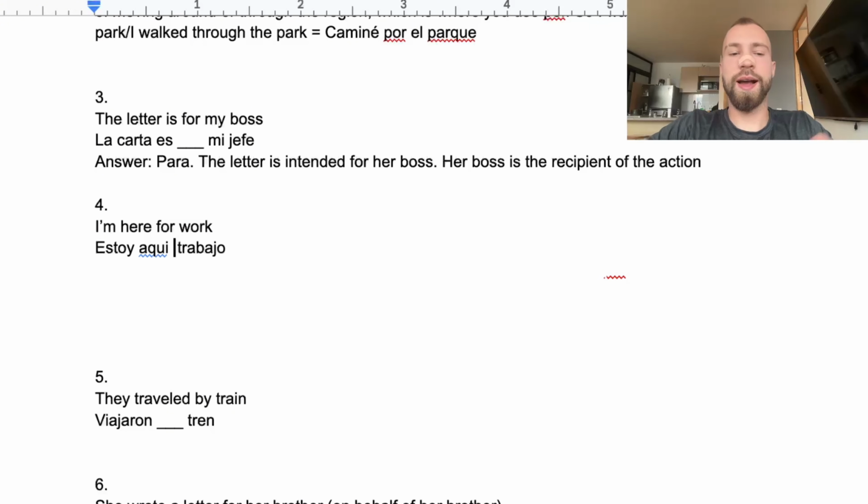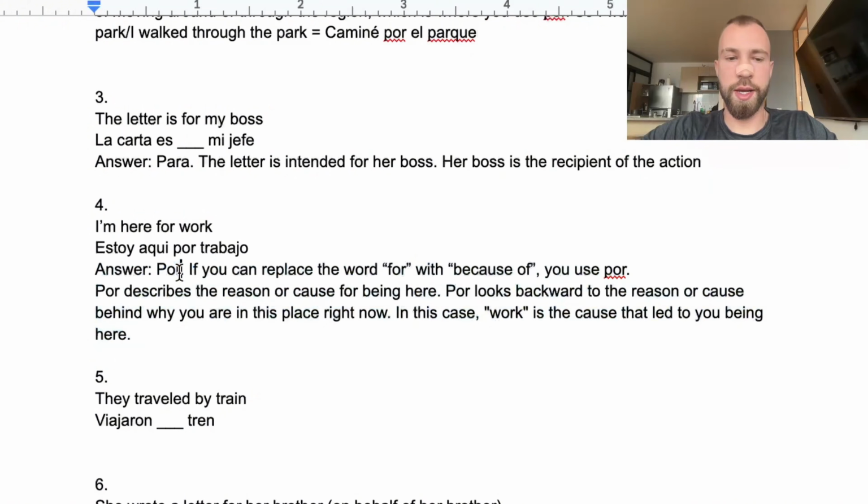But in this case, we're saying I'm here for work in the context of I'm here right now because of work. So that would be por trabajo. So it's not always one or the other. It depends on the context you're trying to say. If you're here because of work, then it's por. So the answer is por.